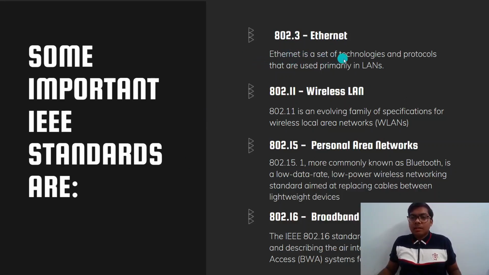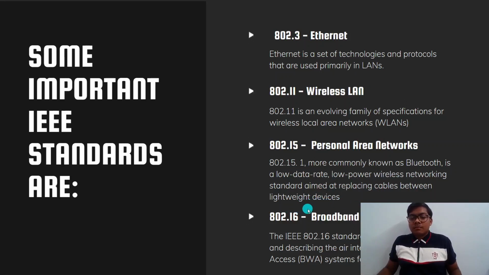Ethernet is a set of technologies and protocols that are primarily used in LANs. 802.11 Wireless LAN. Wireless LAN is an evolving family of specifications for wireless local area networks. 802.15, the Personal Area Network, popularly known as PAN. 802.15 is more commonly known as Bluetooth. It is a low data rate, low power wireless networking standard aimed at replacing cables between low weight devices.